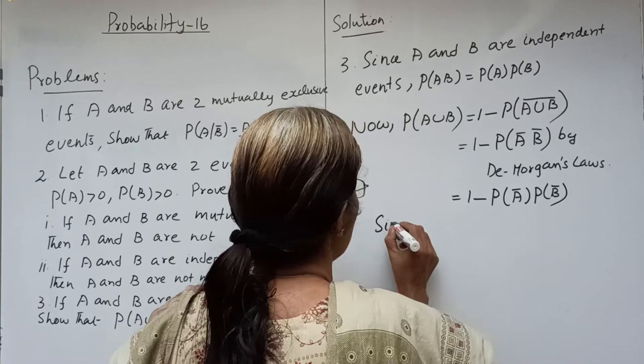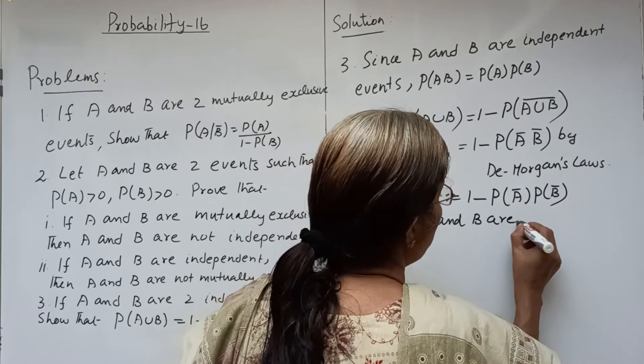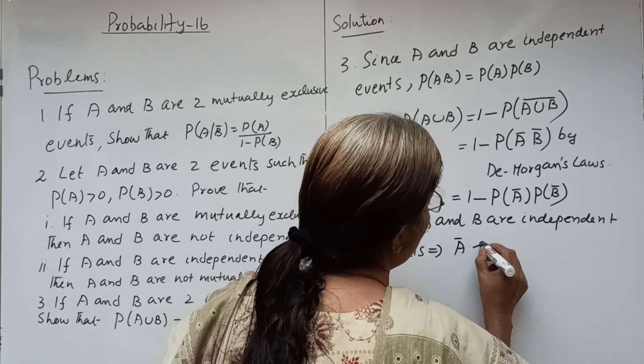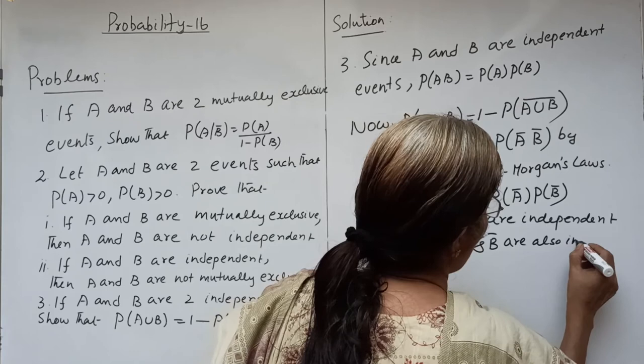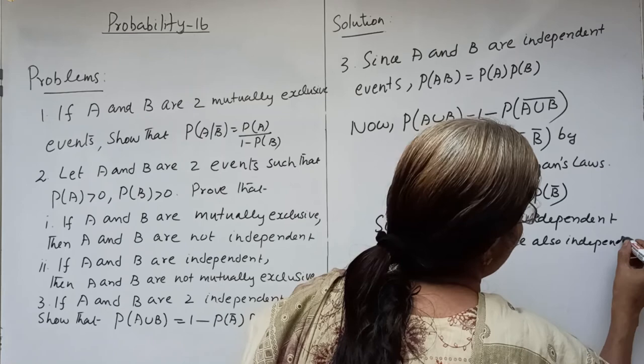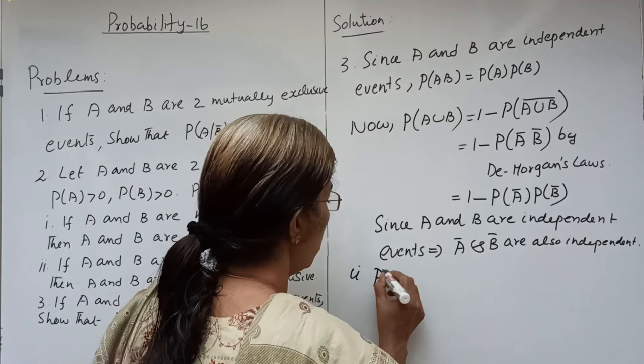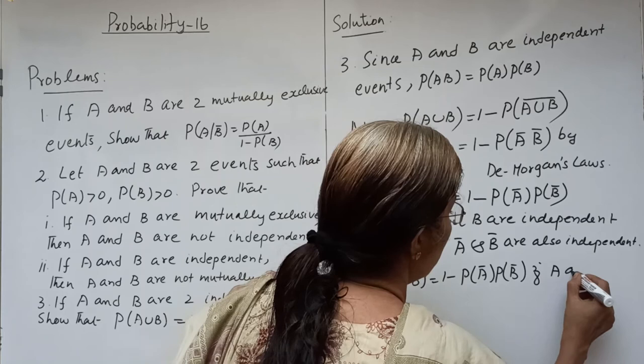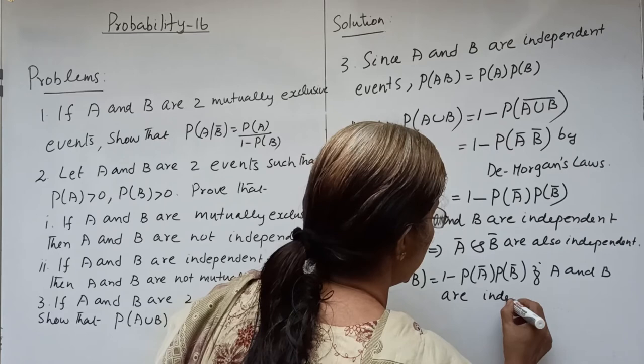Since A and B are independent, we know A and B independent events implies A bar and B bar are also independent, which we have proved in the previous class. That is, we get this result: P of A union B equals 1 minus P of A bar into P of B bar if A and B are independent. This is a very important result.